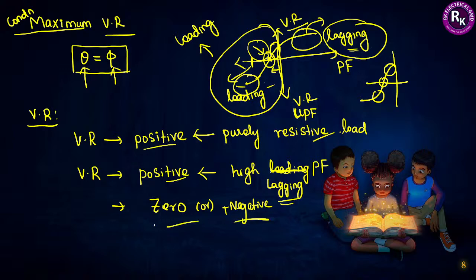Voltage regulation will become negative, and we also have the chances to face zero voltage regulation. Zero voltage regulation will occur only at the leading power factor. That condition is very important and you must keep it in your mind.